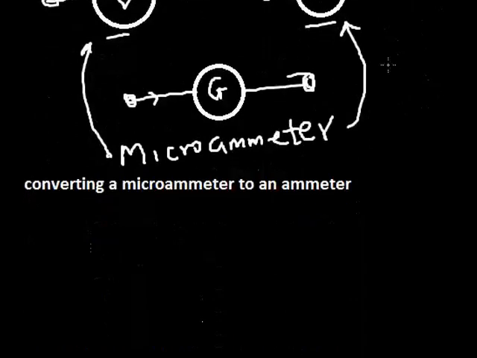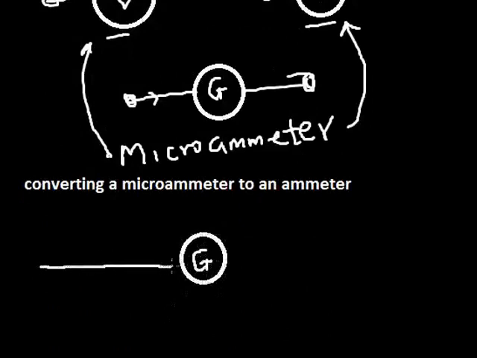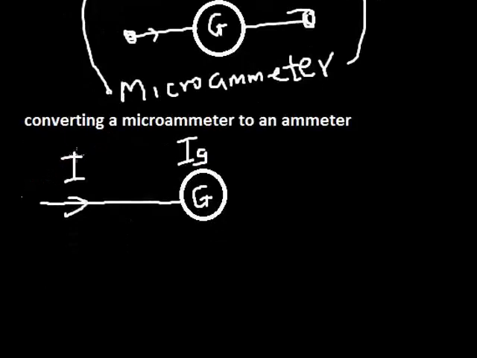So for me to actually do that conversion, look at what's going to happen. Let's say I use G to represent the microammeter. So I want to apply a current I that the galvanometer will measure. Because a microammeter can only measure a small amount of current, let me use IG. We call this IG the full scale deflection. That's the maximum current it can measure. So if I apply this current to it, it will damage it. So I need to divert it.